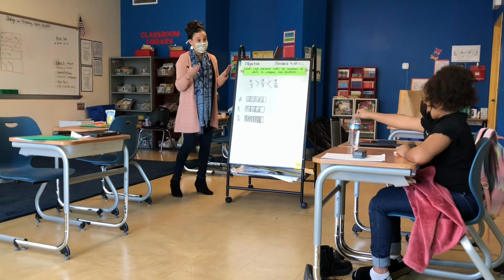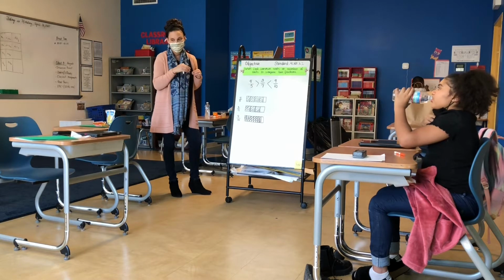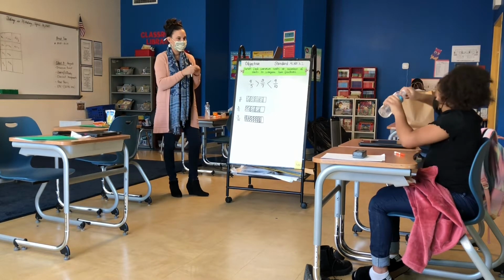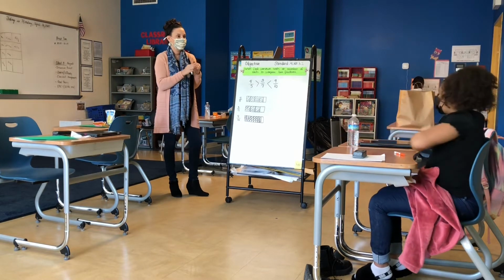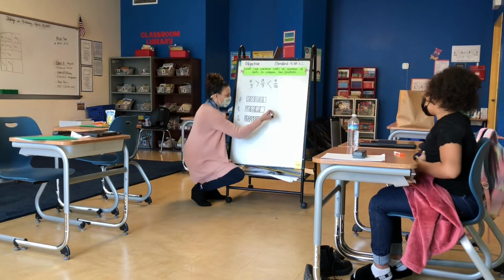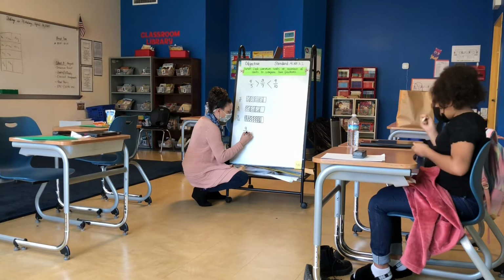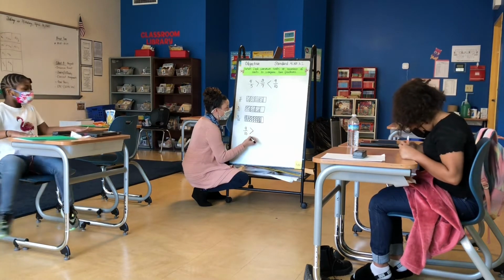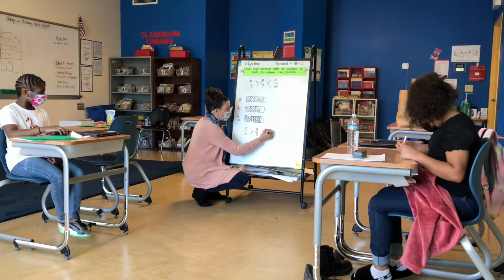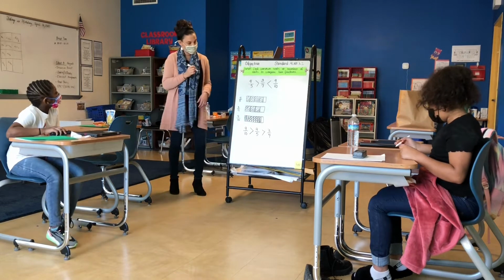Now if I were to put this in order from greatest to least, how would this look? Let's go ahead and rearrange these from greatest to least. Which is the greatest? 9 tenths, and then 4 fifths, and then 3 fourths. So you're saying 9 tenths is greater than 4 fifths, which is greater than 3 fourths. Do you agree? Okay?